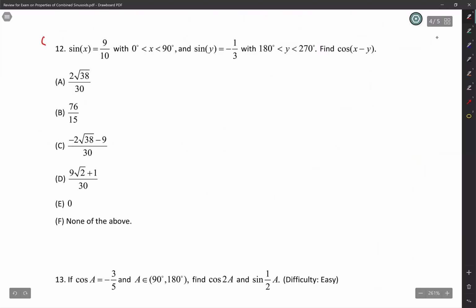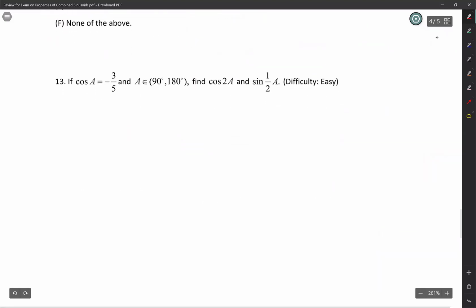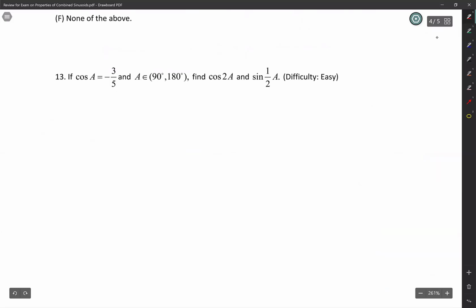So this one is similar to 11. So is it okay if I skip it, guys? Yes. Okay. So here we go. The last 2 questions. I think we're doing pretty good in time.